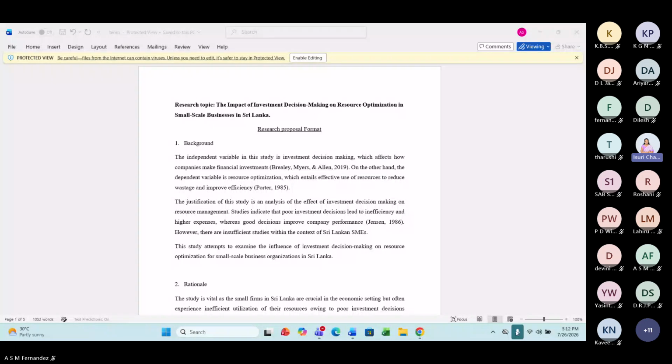What you can do is check the most relevant phrases for this investment decision making, rather than mentioning it like this. I feel the best wording is capital budgeting decisions on resource optimization in small and medium scale businesses in Sri Lanka. Otherwise, sometimes some might ask how this research topic is linked with the accounting area. Okay, miss. Is that clear to you? Yes, miss.